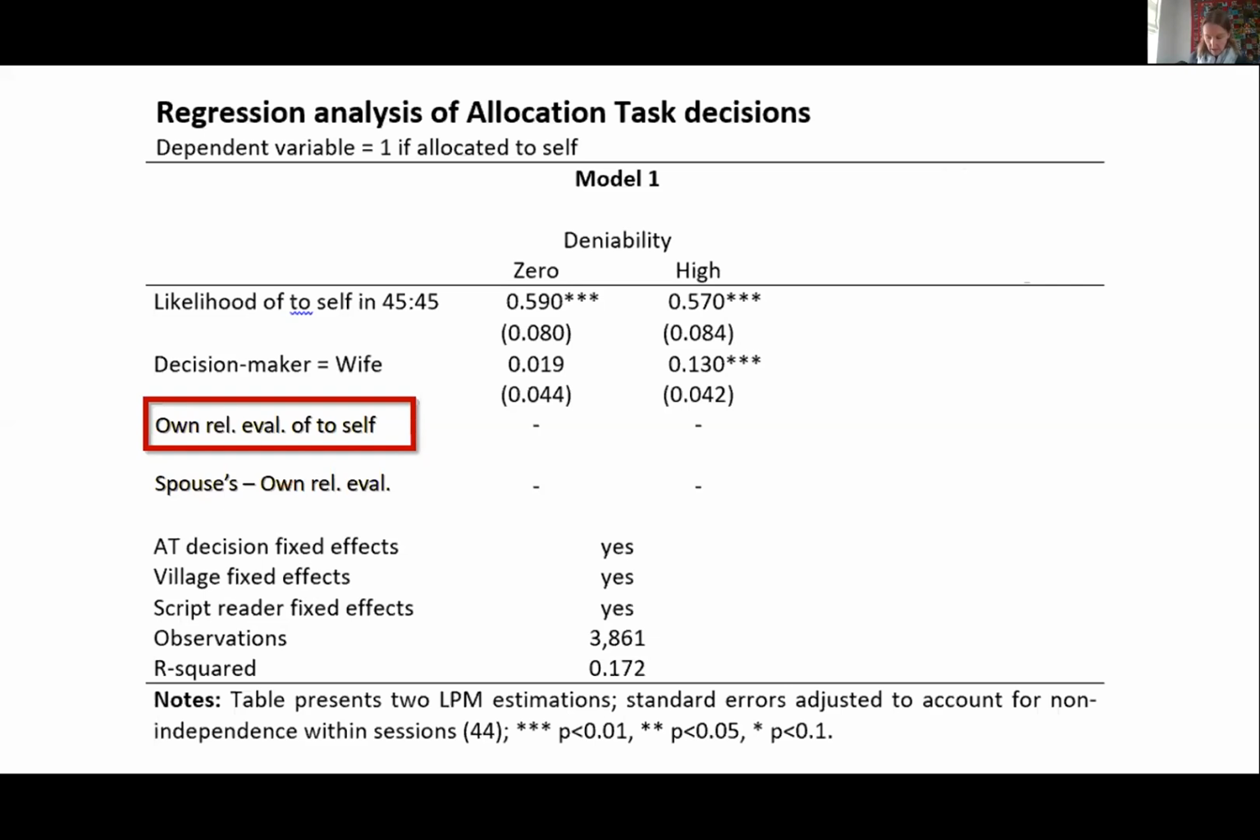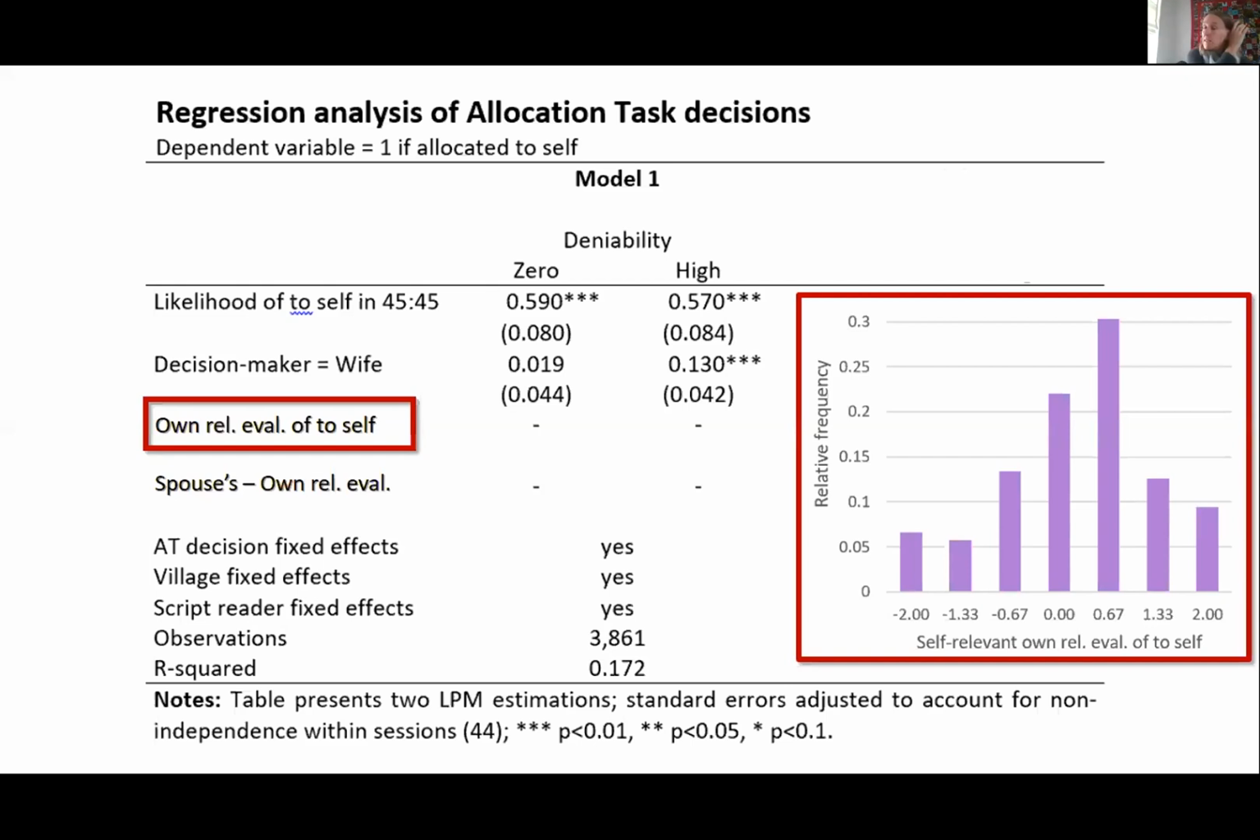Now, here is a histogram of what those self-relevant own relative evaluations look like. The modal own relative evaluation of allocating to self is a little bit greater than 0. So on the whole, the decision makers thought it was a little bit more appropriate to allocate to self rather than to their spouse. But we have a nice amount of variation in order to support our regression analysis.